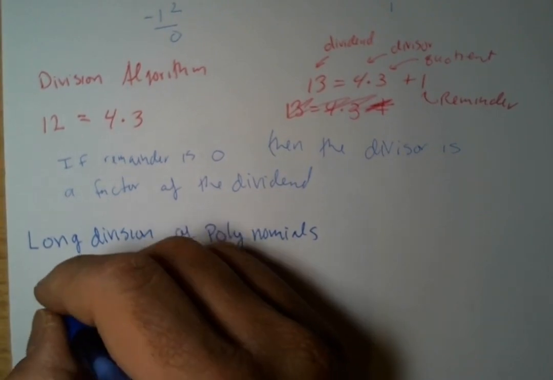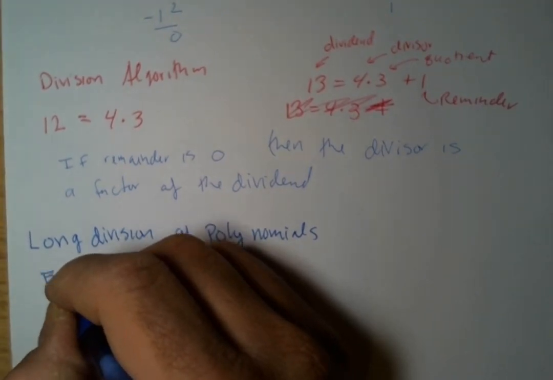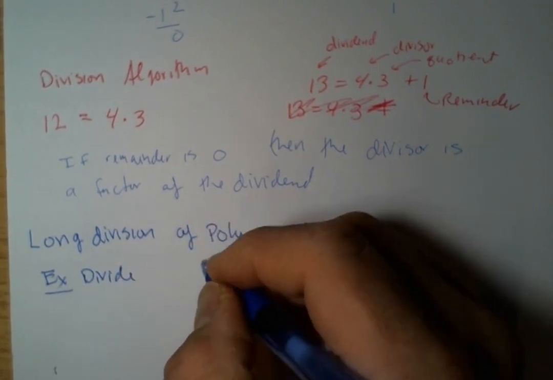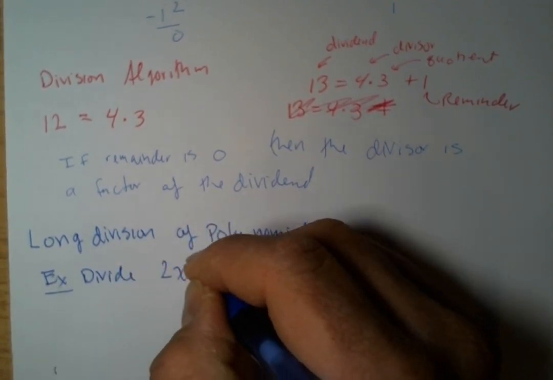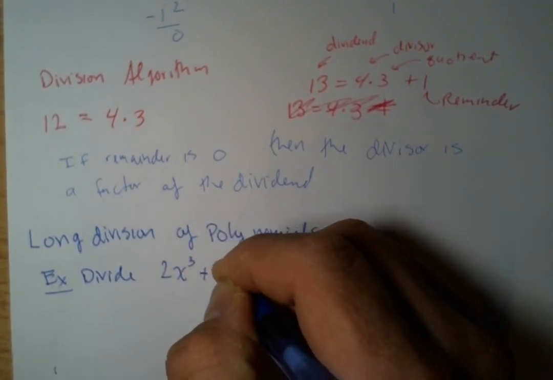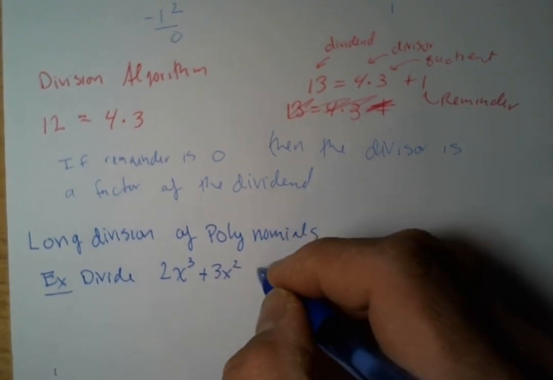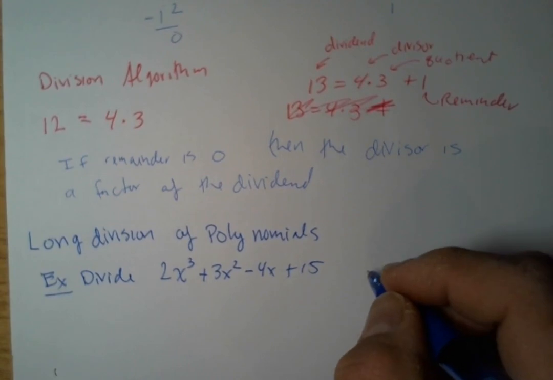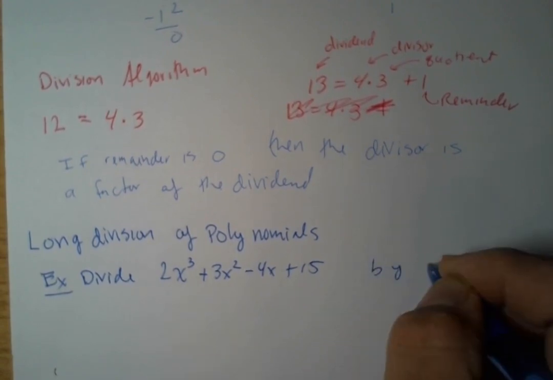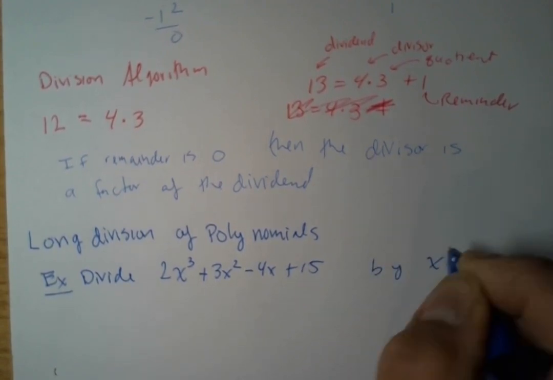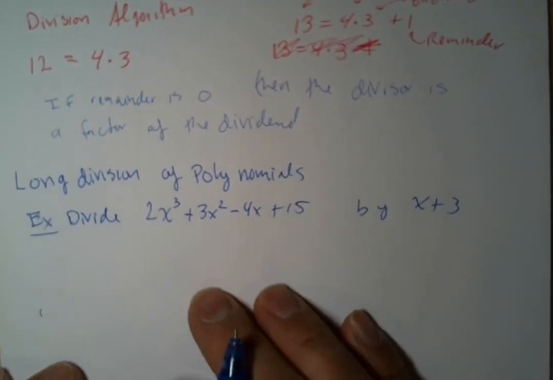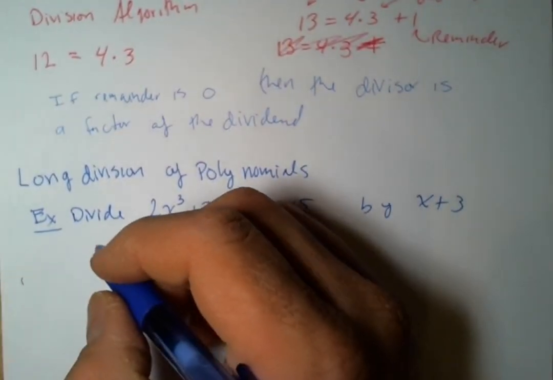Okay, so the idea here is to be able to do a problem like this, right? Divide 2x cubed plus 3x squared minus 4x plus 15. Divide this polynomial by x plus 3. All right, and we're going to be using long division.